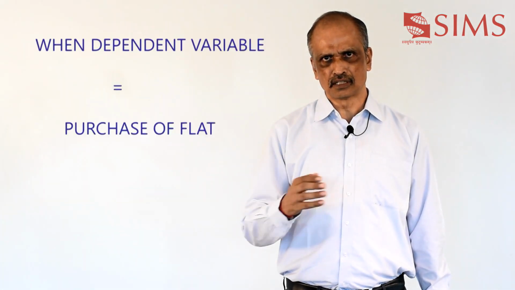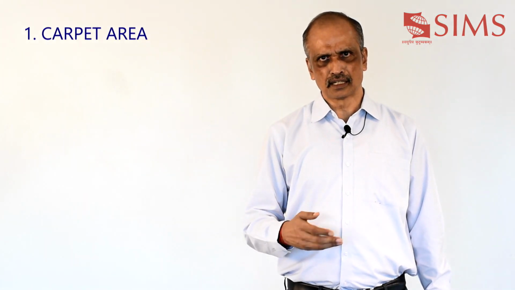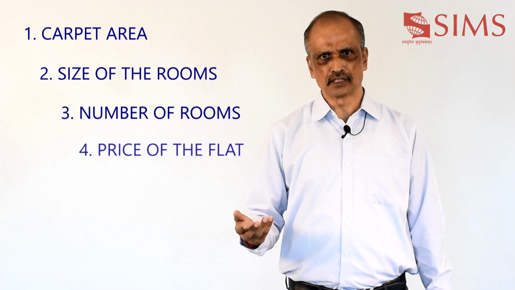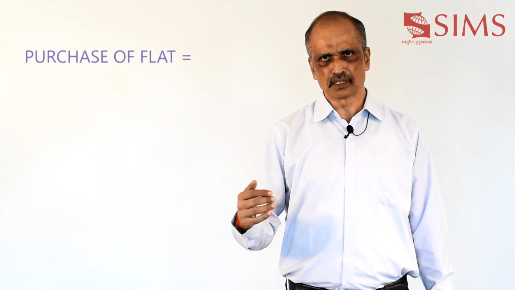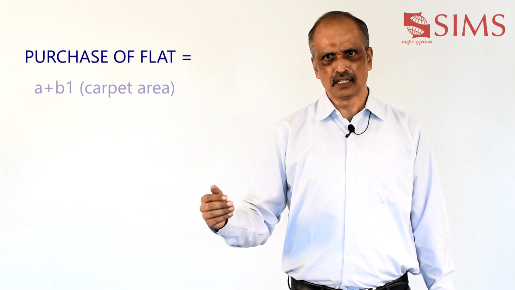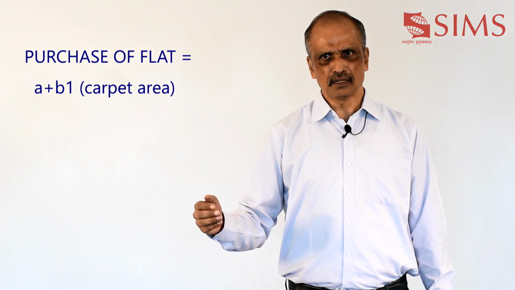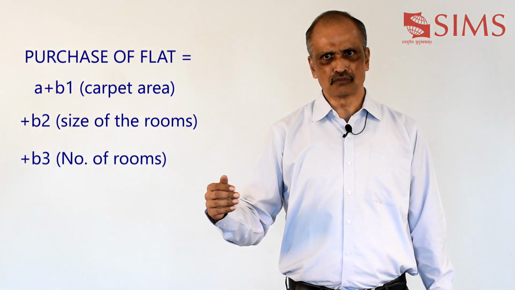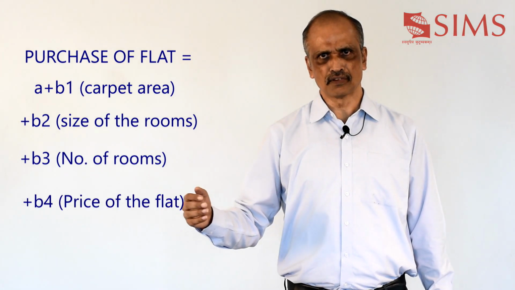Similarly, we can take another example. Let us say we want to purchase a flat. What are the independent variables for the dependent variable purchase of flat? They can be carpet area, size of the rooms, number of rooms, and price of the flat. So the whole equation becomes purchase of the flat is equal to a plus b1 into carpet area plus b2 into size of the rooms plus b3 into number of rooms plus b4 into price of the flat.